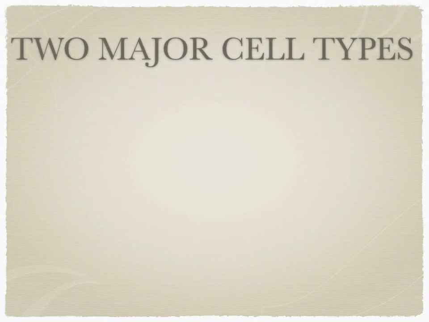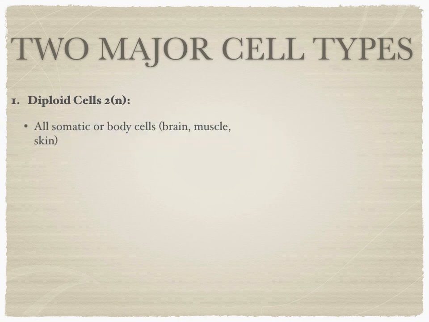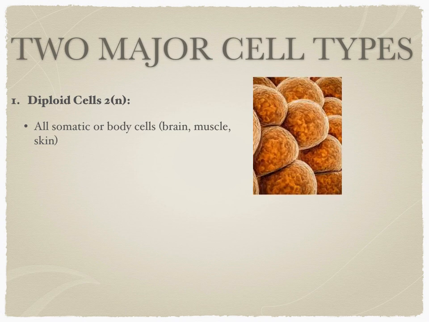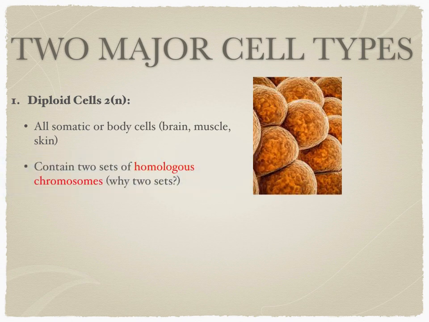Two major cell types: cells that are regarded as diploid, which have two sets of chromosomes. The types of cells that would be regarded as diploid are all somatic, also known as body cells: brain cells, muscle cells, skin cells, and so forth. Little picture of some skin cells there. So these would be cells that essentially have two full sets of chromosomes. These chromosomes would be homologous, meaning they are alike but not identical to one another, and we'll get into that a little bit later on.